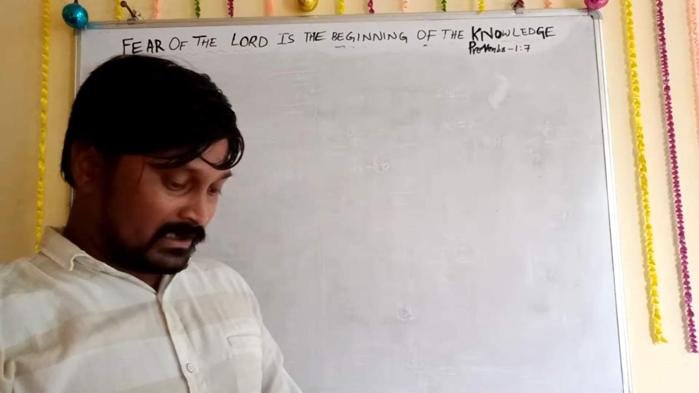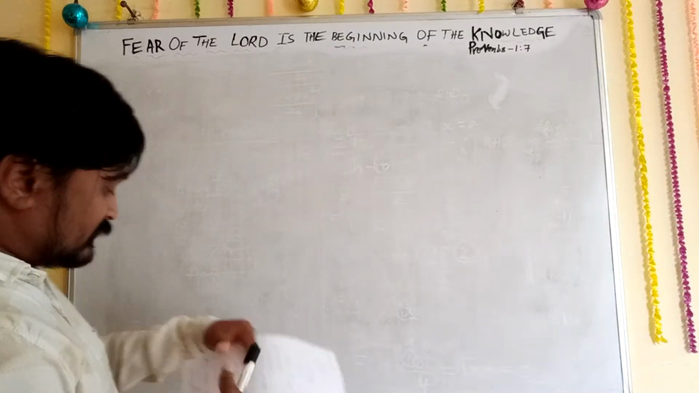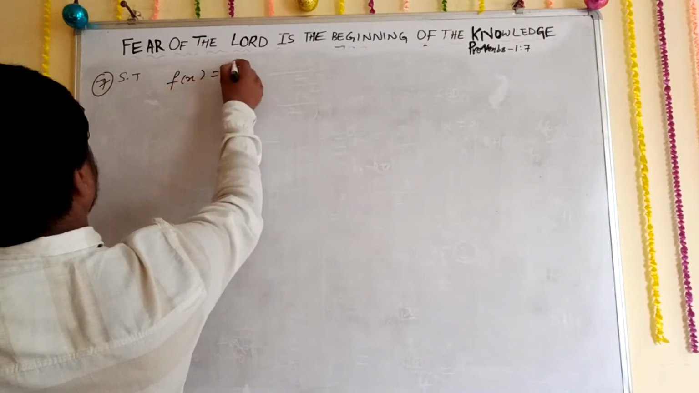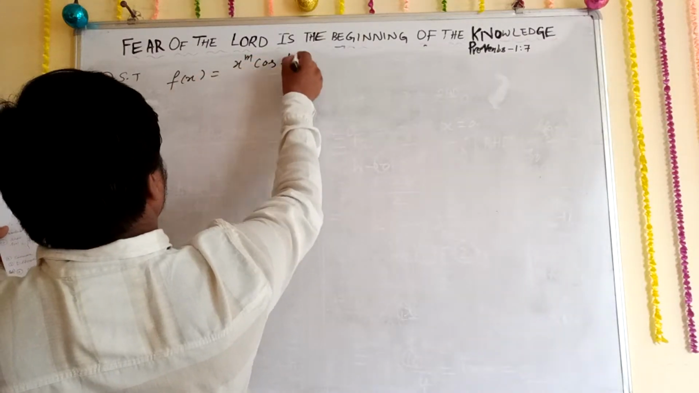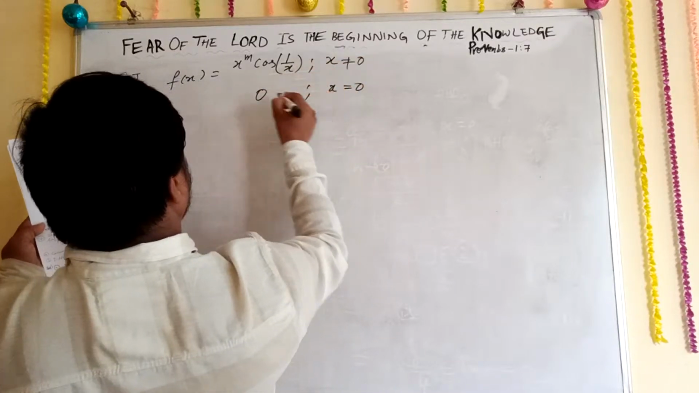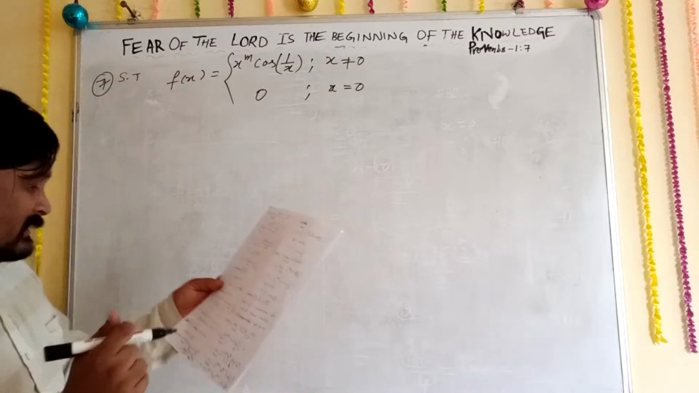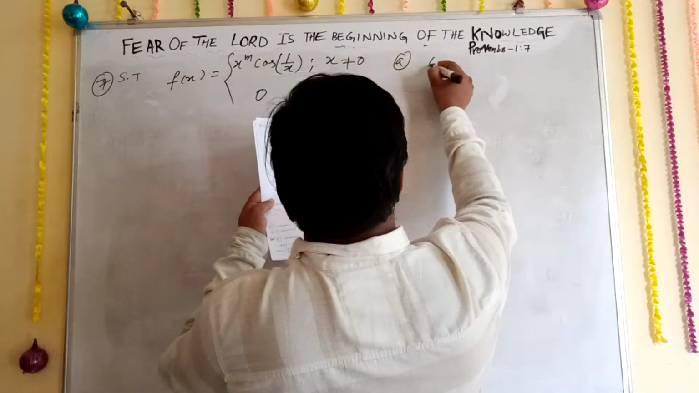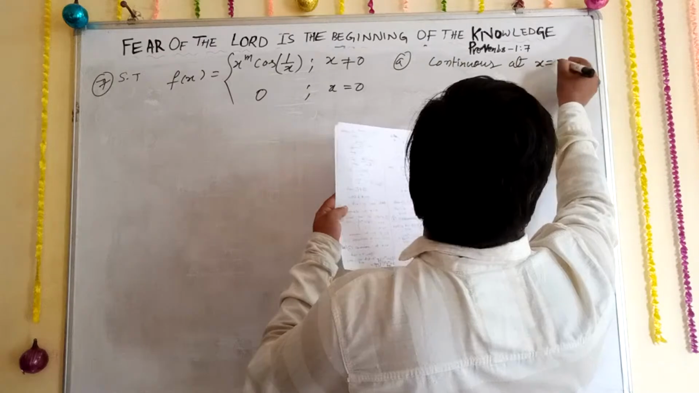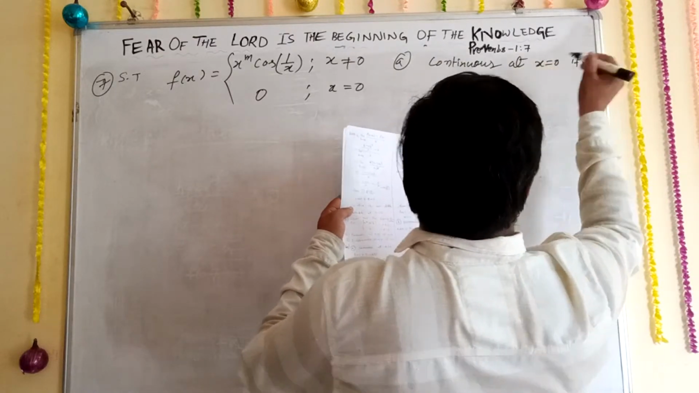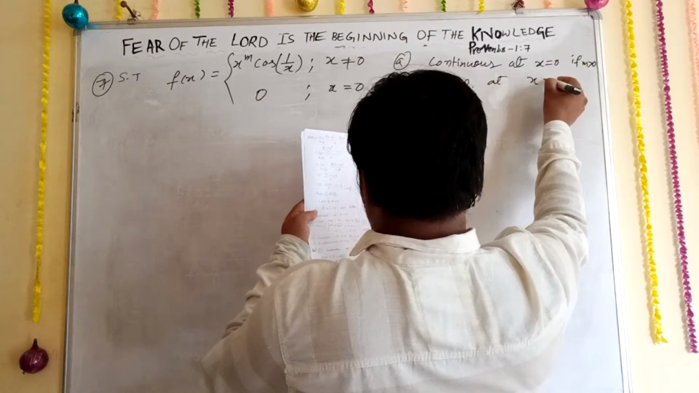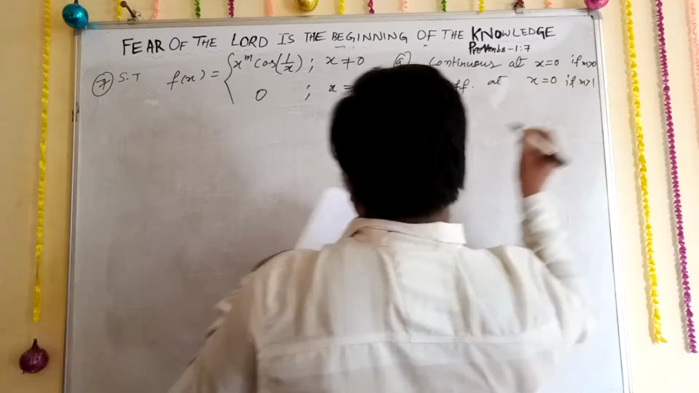Okay, show that the following function f of x is equal to x power m cos 1 upon x when x is not equal to 0, and 0 when x is equal to 0. So this is the given function. First one, a: it is continuous at x is equal to 0 if m is greater than 0, and b: differentiable at x is equal to 0 if m is greater than 1. So this we need to prove.